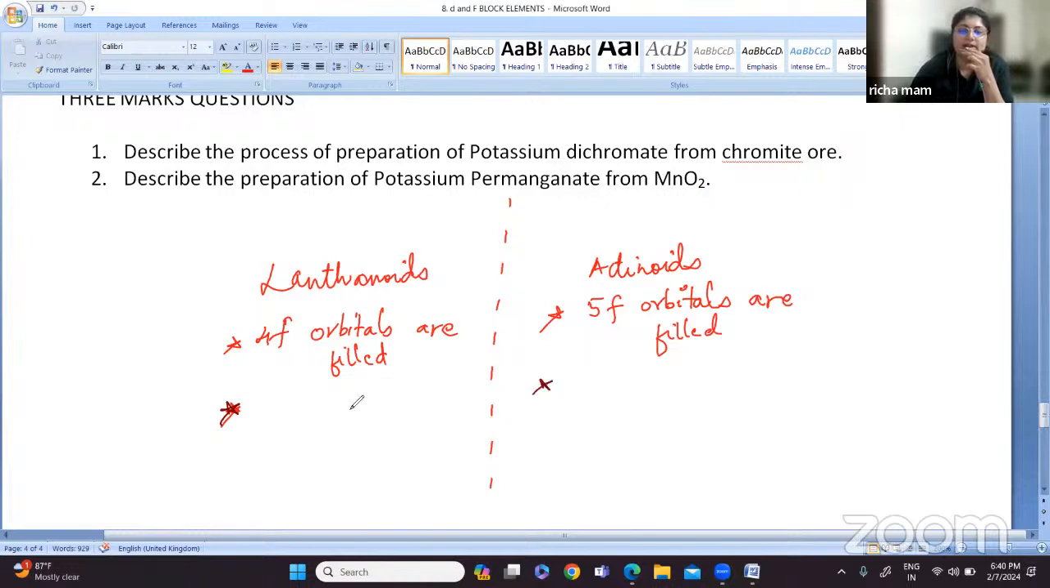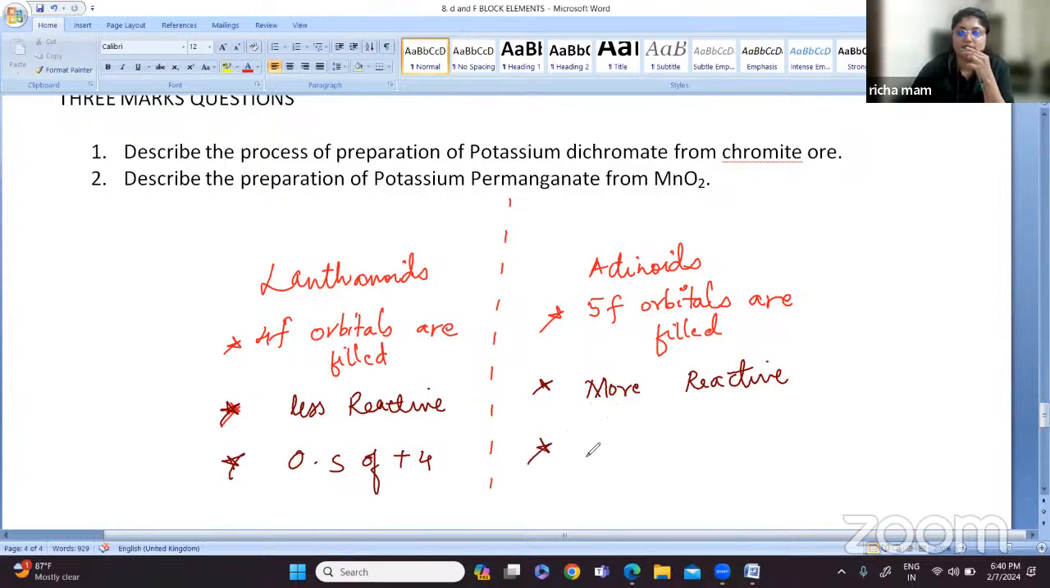Now, second point: lanthanoids are less reactive. Actinoids are more reactive. Then lanthanoids show a maximum oxidation state of +4. In actinoids, the maximum oxidation state shown is +7.